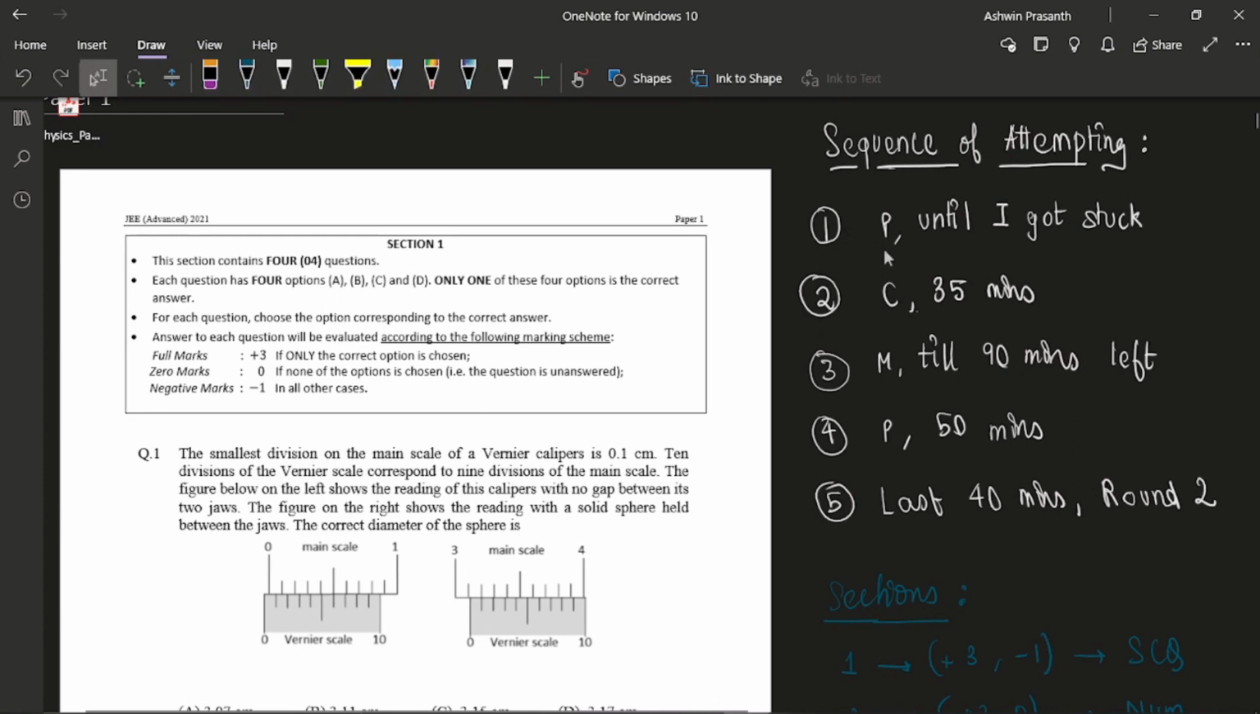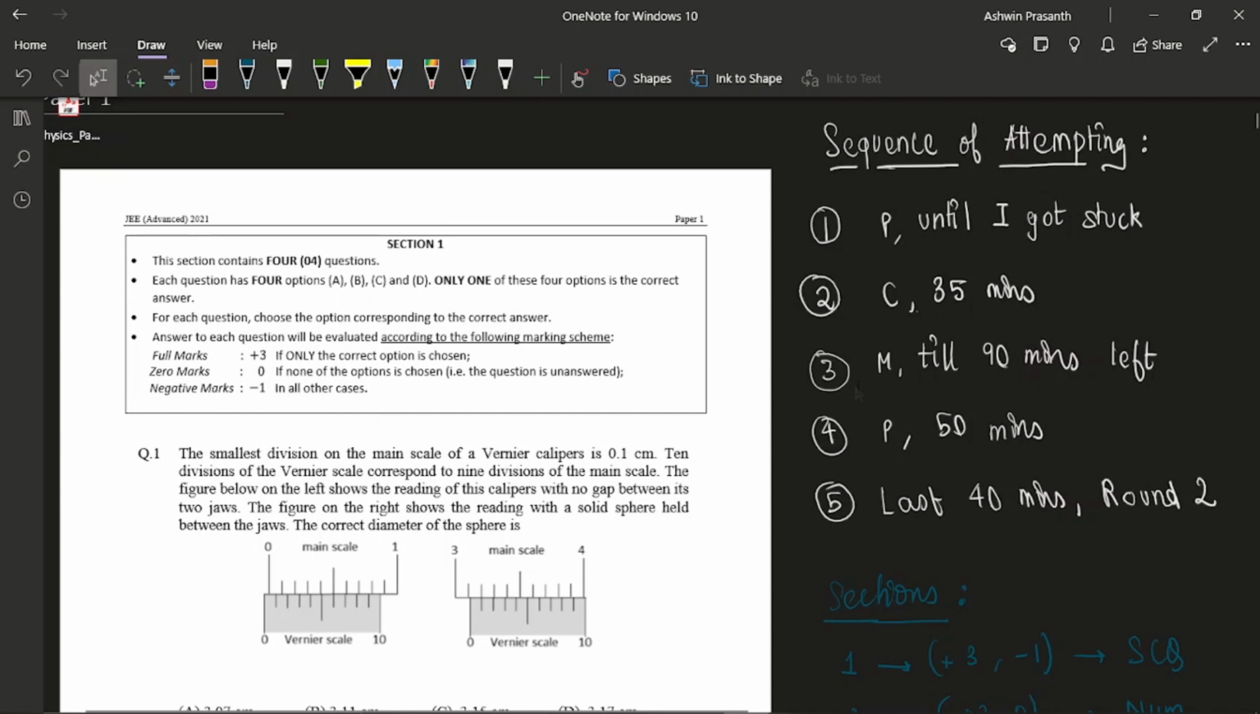First, I would follow physics in the same order until I got stuck. So what does this mean? I will go in the same order as which is there in the question paper, and whenever I get stuck, either if I see some huge calculation or something I can't solve, I'll stop it there. Then I'll move on to chemistry, solve for 35 minutes. Sometimes it took less also, maybe 30 or 25 minutes, but generally it would take 35 minutes.